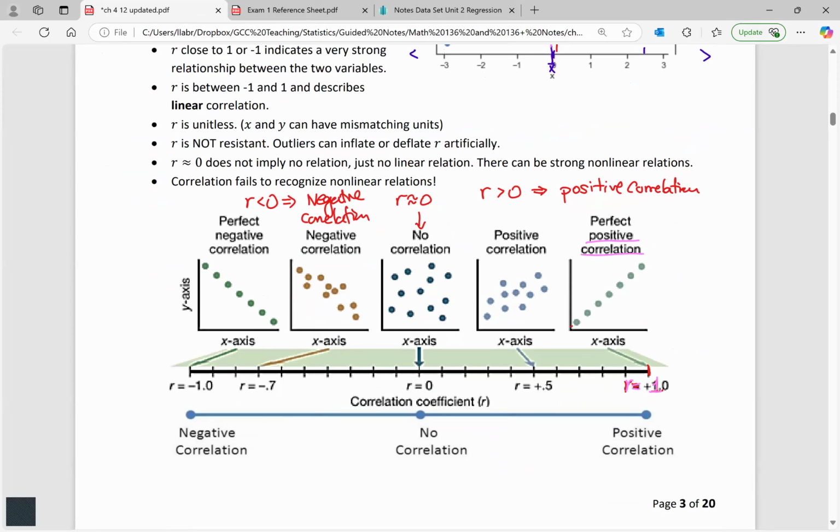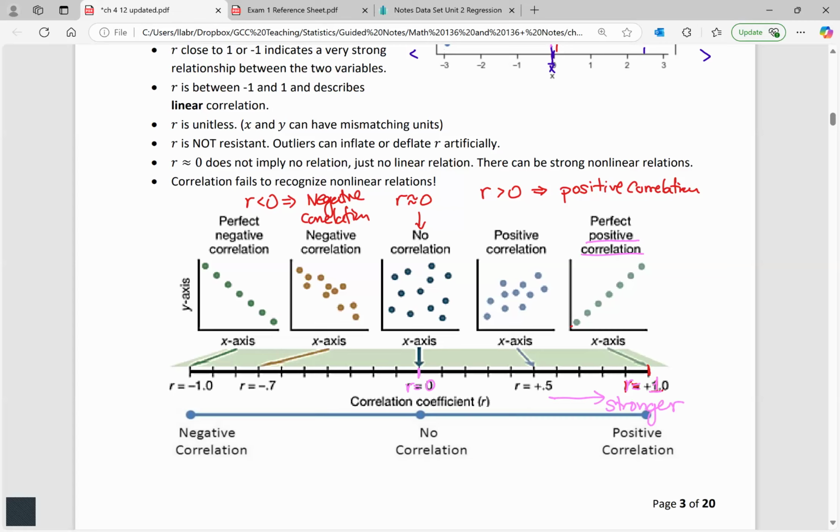And if you go ahead and remember that for R equal to 0, that means there's no correlation, then you now have this way to quantify the strength of the linear correlation. The closer you are to 1, the stronger the correlation is.